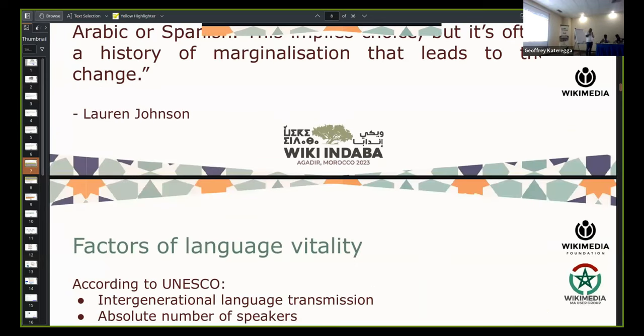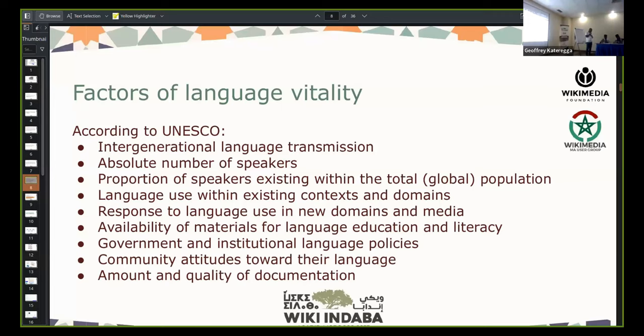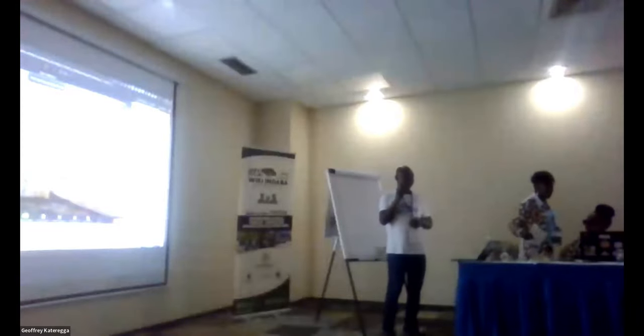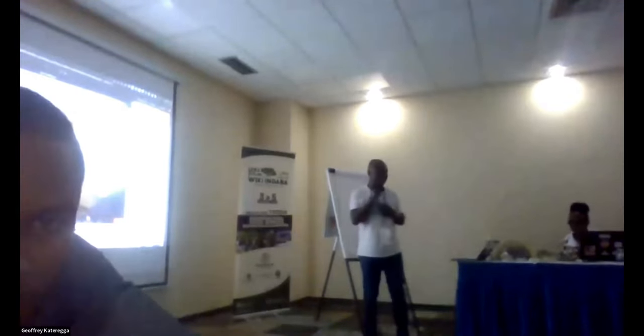Still according to UNESCO, these factors play a significant role in assessing the vitality of a language: the passing down of the language from one generation to the other, the number of speakers, how the language is used in various domains, and availability of the language in various media. Most importantly, I've skipped a few, but the last one is the amount and quality of documentation available in that language. I agree that we don't have the power of governments to influence policy in any substantial way. And we can't go knocking on people's doors asking them, why aren't you teaching your native language to your kids?